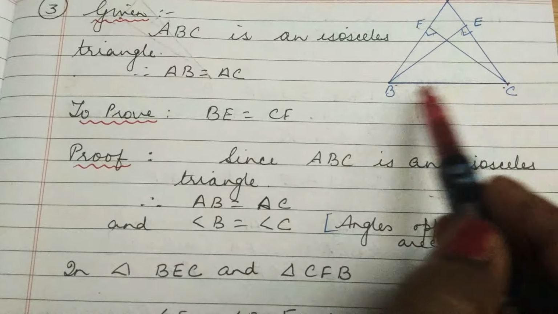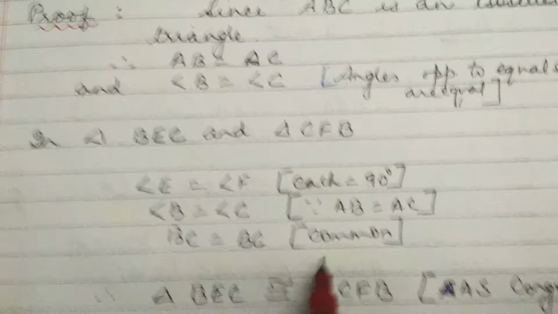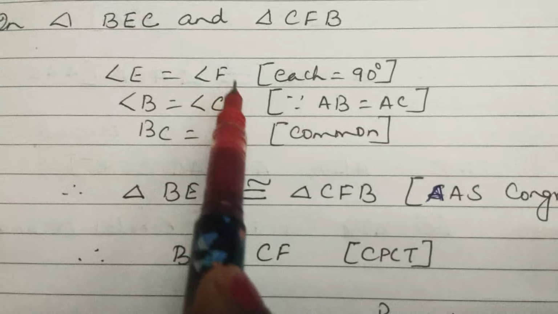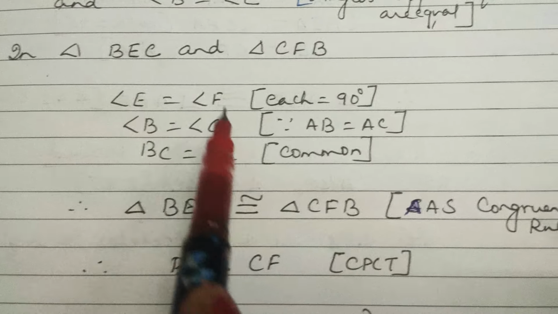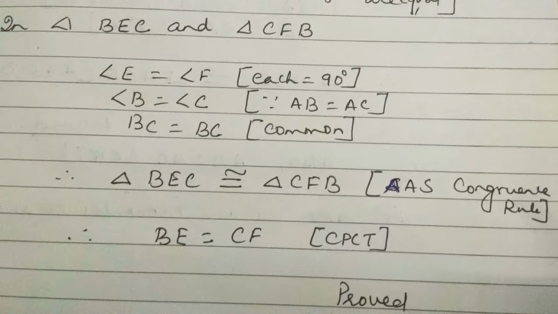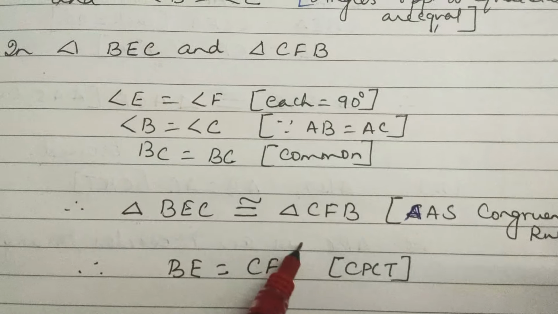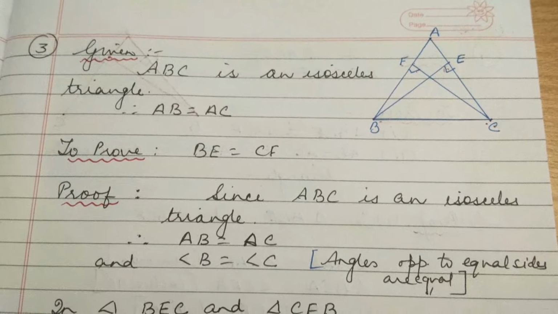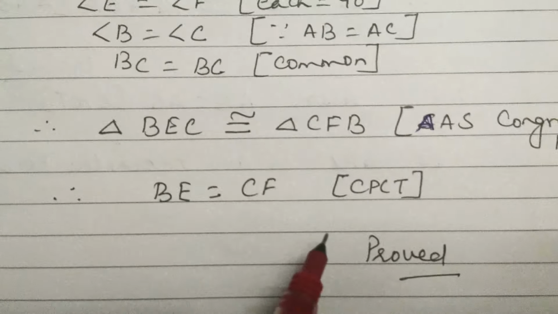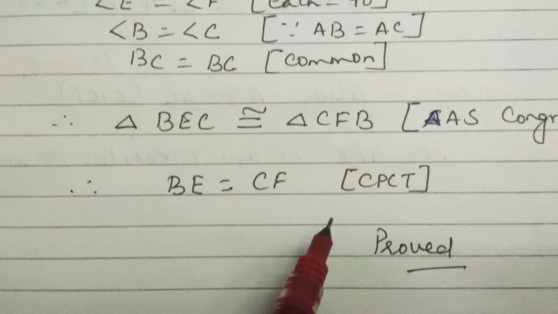Third, BC equals BC, common. Therefore, the two triangles are congruent by AAS, that is angle angle side congruency rule. Since the two triangles are congruent, therefore BE equals CF by CPCT.